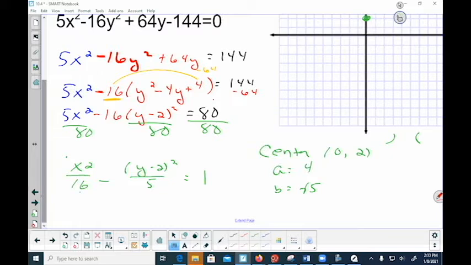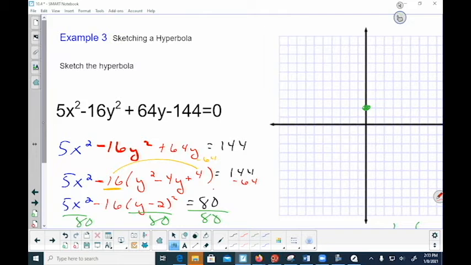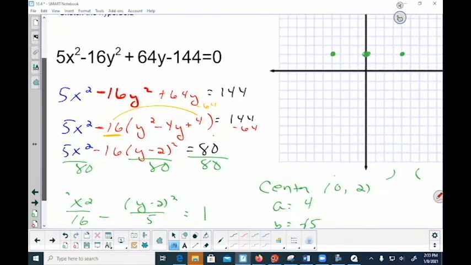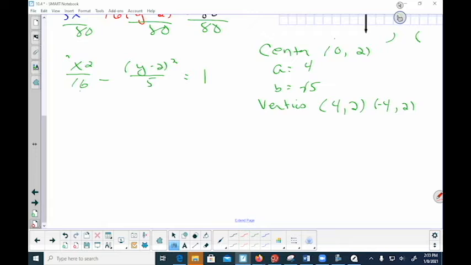So if I know my a is 4, I'm going to go ahead and find my vertices. I'm going to add and subtract 4 to the x coordinate of my center. So that's going to be (4, 2) and (negative 4, 2). So I'm going to plot those points now. That's a vertex, and that's a vertex. Again, I know the branches are opening left and right, but I'm going to deal with the shape in a second. Let's go ahead and find the foci while I'm doing the calculating part.